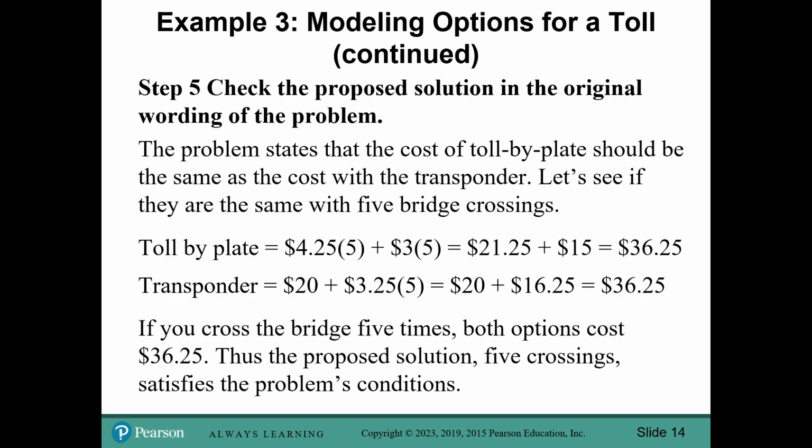Now for the transponder, we paid that $20 initially for the transponder, only had to pay that once, paid $3.25 for those 5 crossings. So we're looking at $20 plus $16.25, which does total out to $36.25. So indeed, if you cross the bridge 5 times, both options are going to cost you $36.25. Thus, the proposed solution, 5 crossings, satisfies the problem's conditions. At 5 crossings, I'm paying the same amount of money either way.